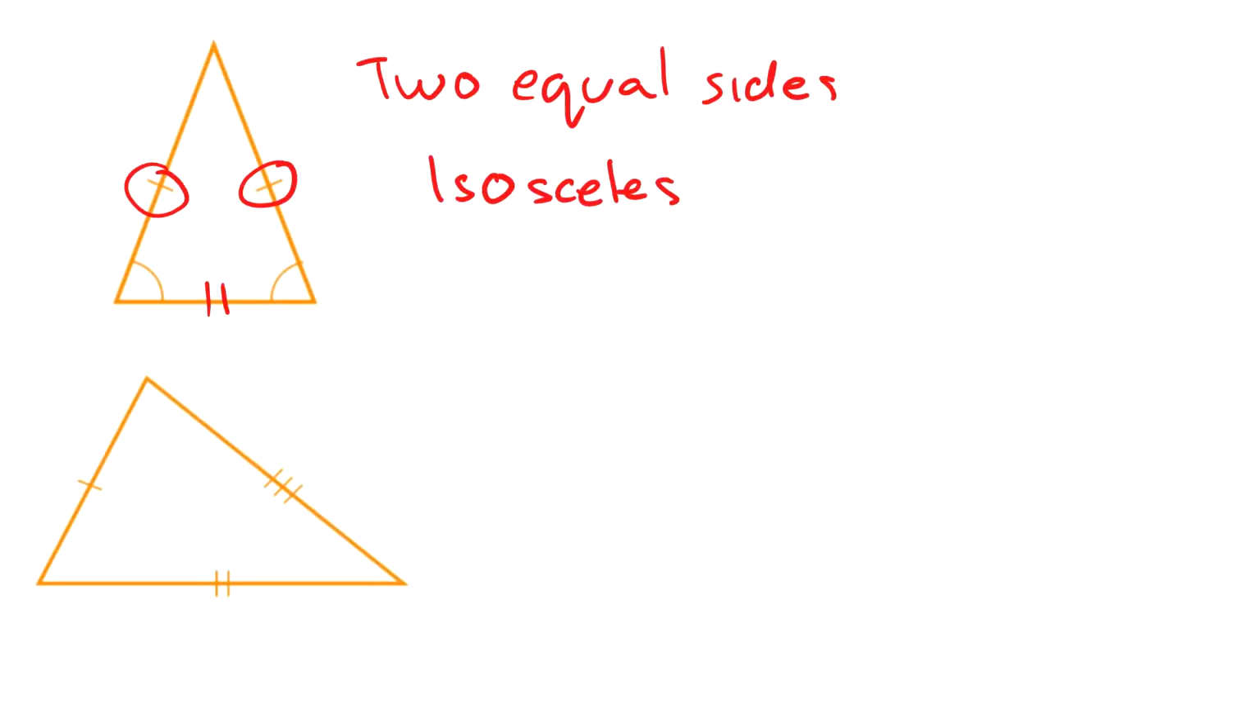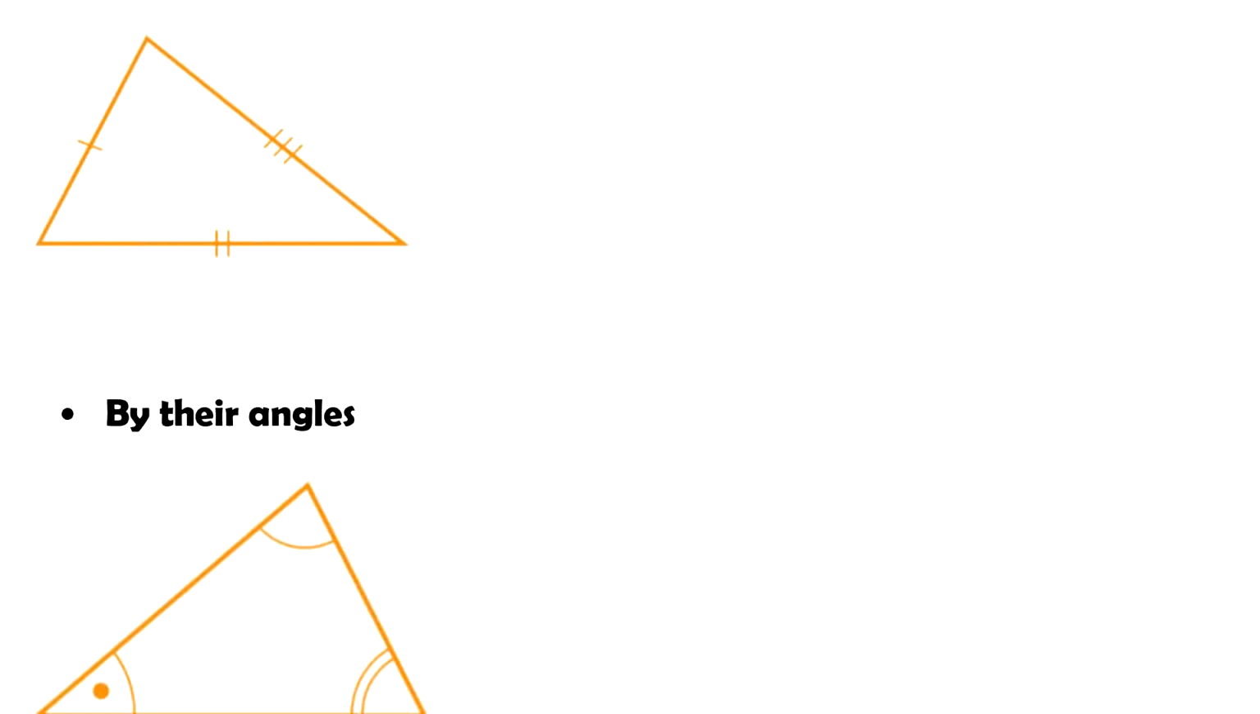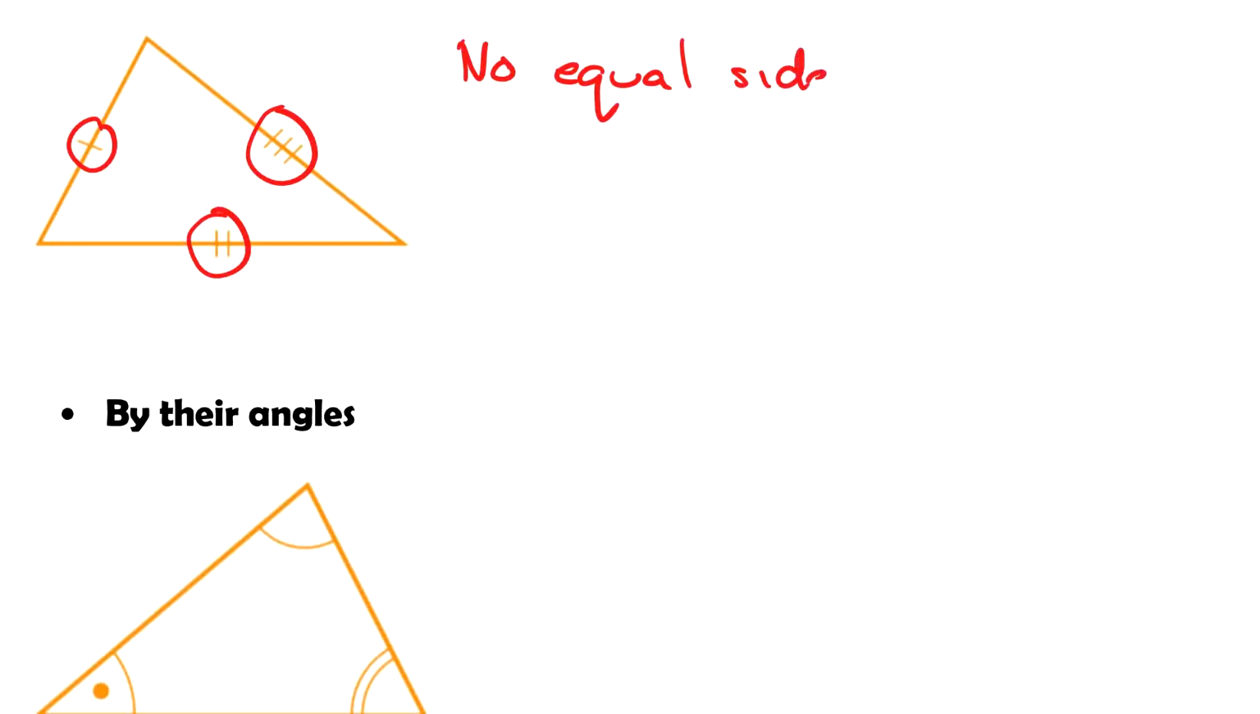And the last classification by sides is when all the sides, as you can see here, are all different. We have a 1, a 2, and a 3. This has no equal sides. And we call this a scalene.